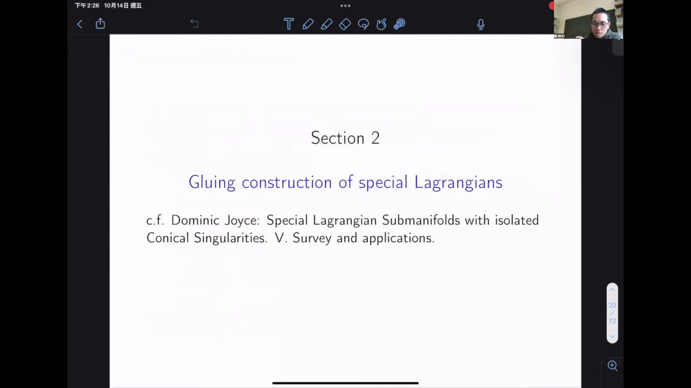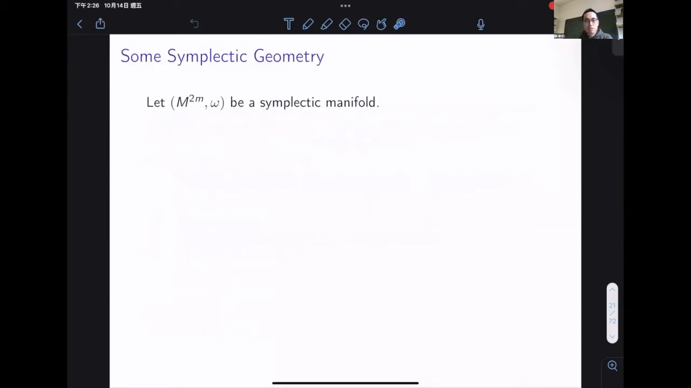pretty well, in particular for the simple kind of singularities. So the main reference of this section will be Dominic Joyce's series of papers on special Lagrangian submanifolds with isolated conical singularities. If you want to see more details of this gluing construction of special Lagrangians, then you can read Joyce's paper.